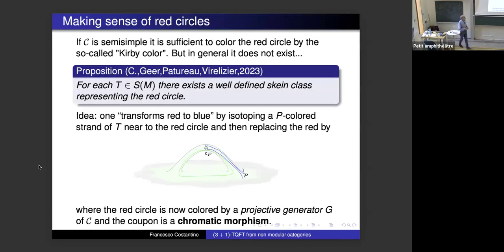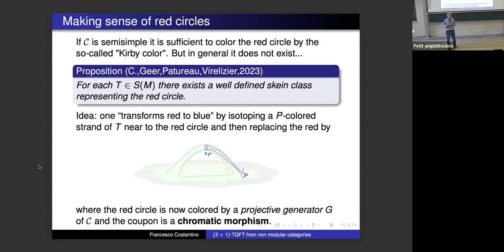So the idea we found is the following. It's true that you start with a graph T. It's true that you can find a way of making sense of the red, and I will tell you how, such that you can slide over that skein. So what is the way of making sense of the red? It is the following. You push a part of your T graph, of your graph before the handle. You push it along the handle near to the red. You color what was red by the generator of the category.